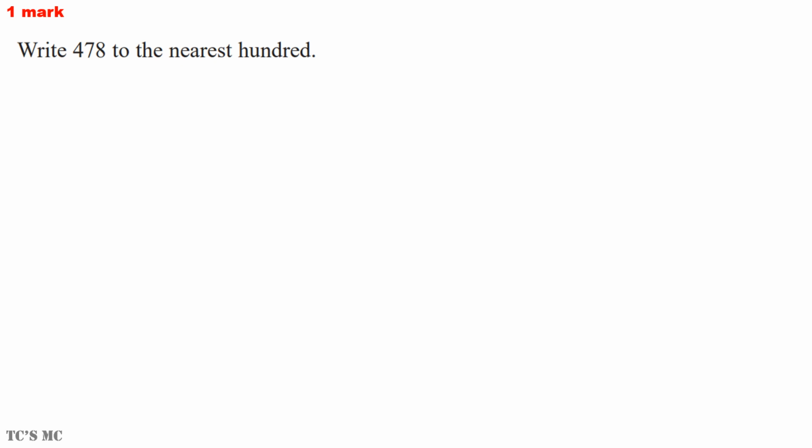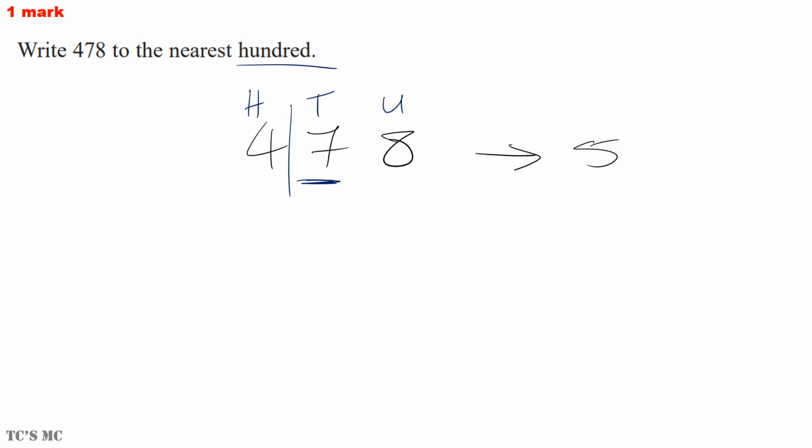Write 478 to the nearest 100. In a question like this, write out the number and write the place value headings. So we have hundreds, tens, and units. Because we are rounding to the nearest 100, draw a line after the hundreds, so after the 4, underline the 7, and that's the only one we focus on. That 7 is above 5, so to the nearest 100, it would become 500. In the answer, all you need to write is 500 and you would get the 1 mark.